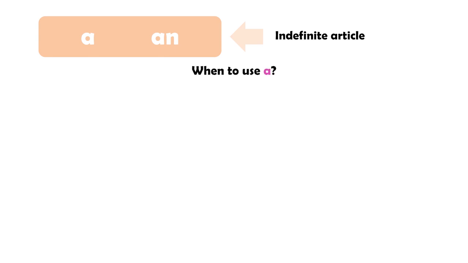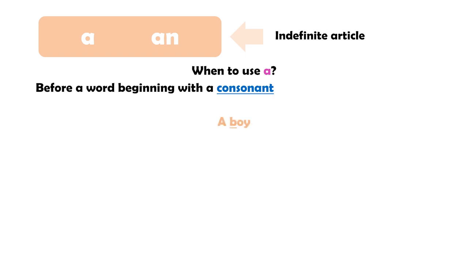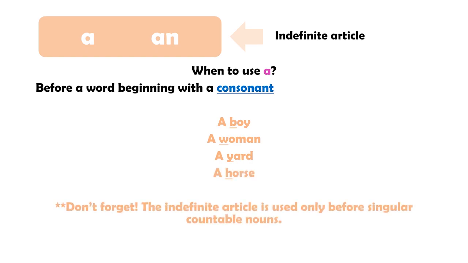Now we know when to use an. Now let's see when we use a. We use a before a word beginning with a consonant. We learned the 5 vowels A, E, I, O, U. All the other letters of the English alphabet are known as consonants. Boy. The letter B is a consonant, so we use a boy, a woman, a yard, a horse.